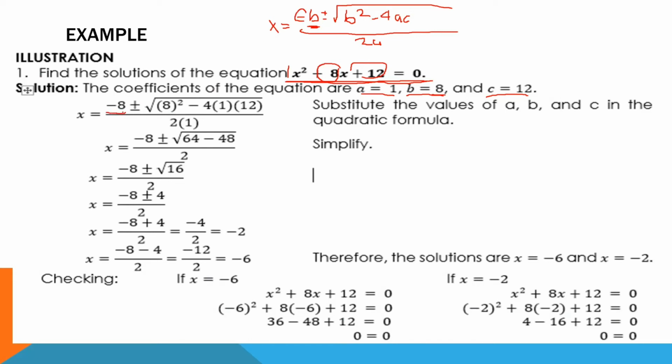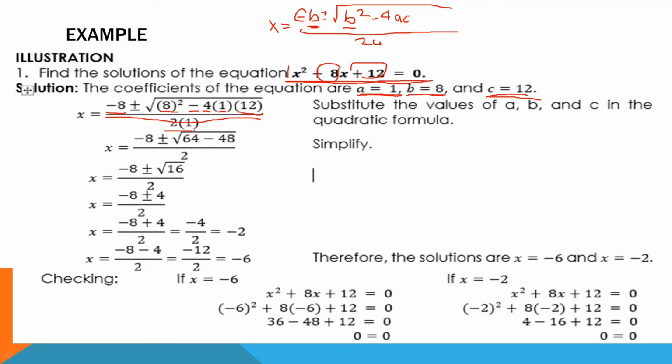Then, plus or minus the square root of, what is B? So, 8. Because it is squared in the formula, 8 squared. Then, minus 4 times, our A is 1. So, 1 here. Then, our C is 12. So, 12 is here. So, it is negative 4 times 1 times 12. And then, over 2A. So, 2 times, what is the value of A? It is 1. So, 2 times 1.